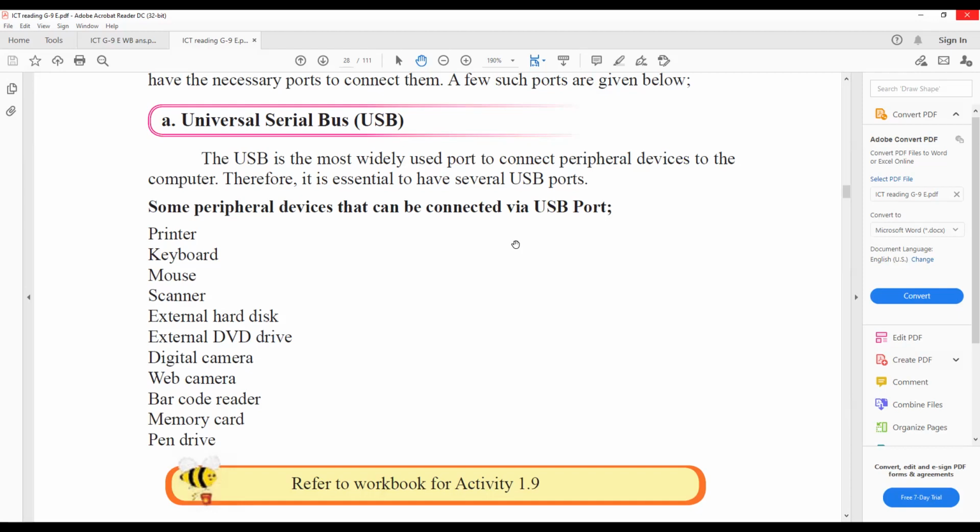Are you familiar with all devices? Printer, of course, I guess you know. Keyboard, mouse, you know. Scanner, yes, like a photocopy machine. So you can take a digital copy of whatever document you have. And then we have external DVD drives, then digital camera, web camera. Web camera and digital camera, I guess you are familiar. Hard drive and DVD drive. Okay, maybe I will quickly show you.